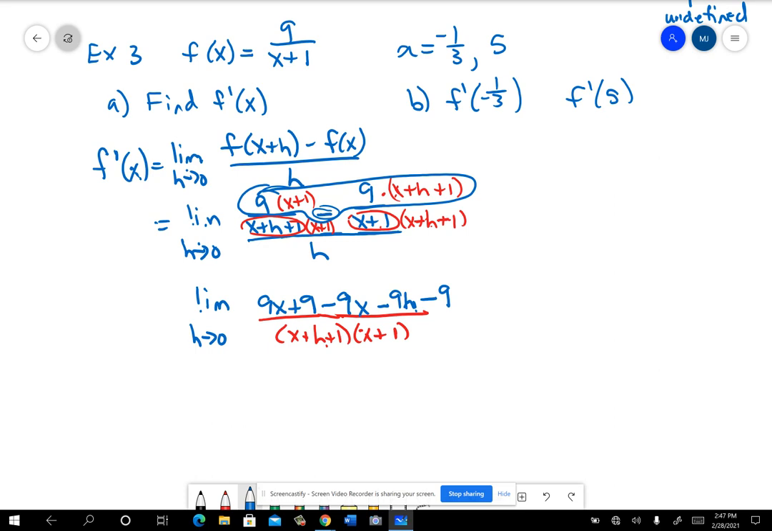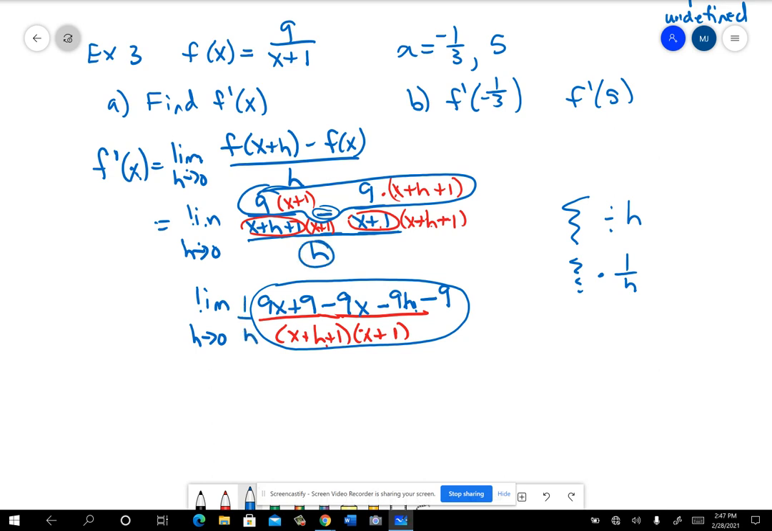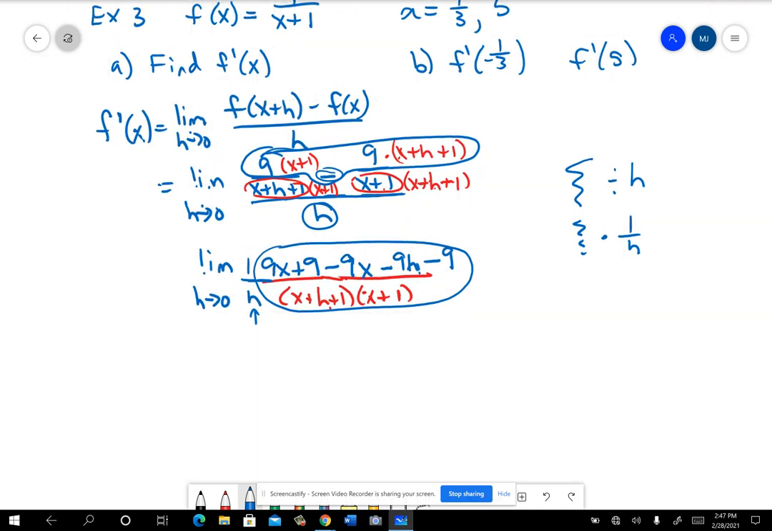But if you're taking something and you're dividing by h, that's the same as multiplying by 1 over h. So that might help save you a little bit. So if I'm dividing this whole thing by h, that's the same as multiplying by 1 over h. So that's the h right there, okay? Dividing by h is the same as multiplying by 1 over h. So you might want to do that. All right, now let's see what we can do.